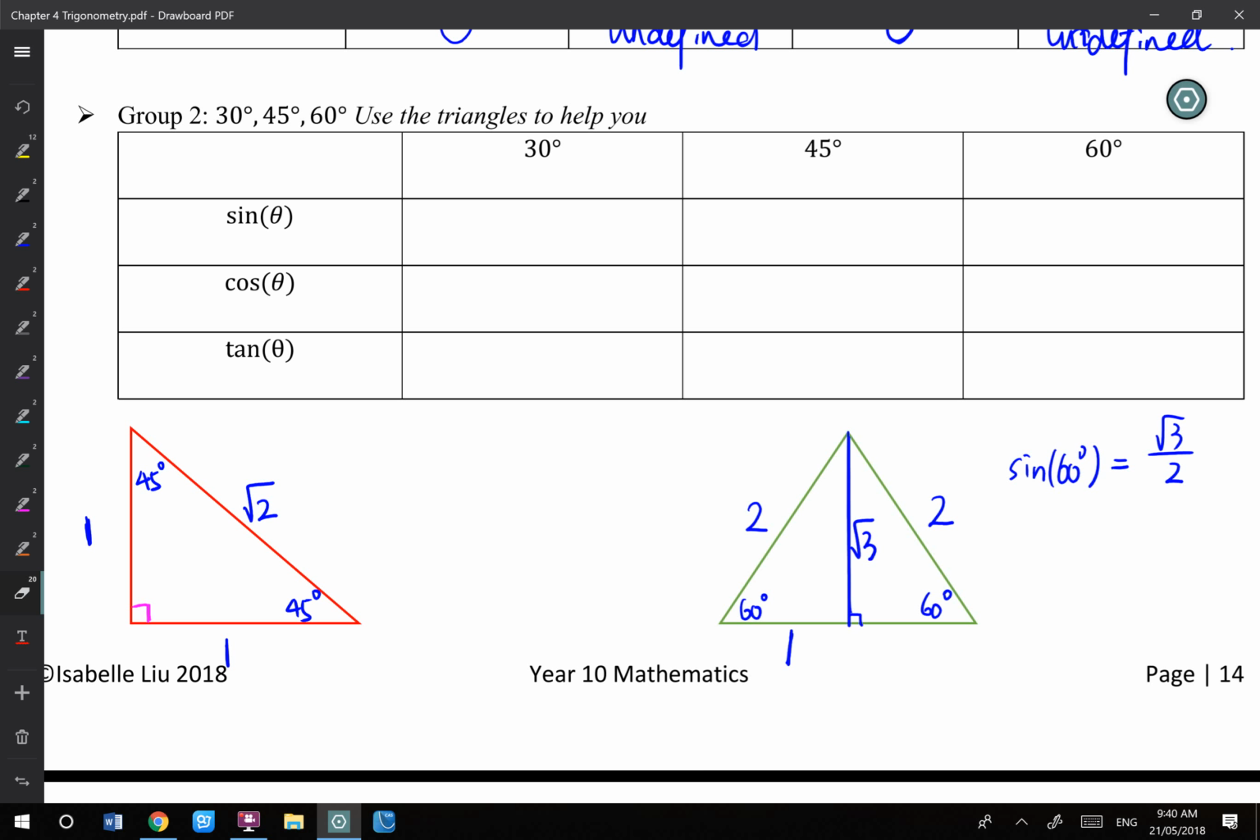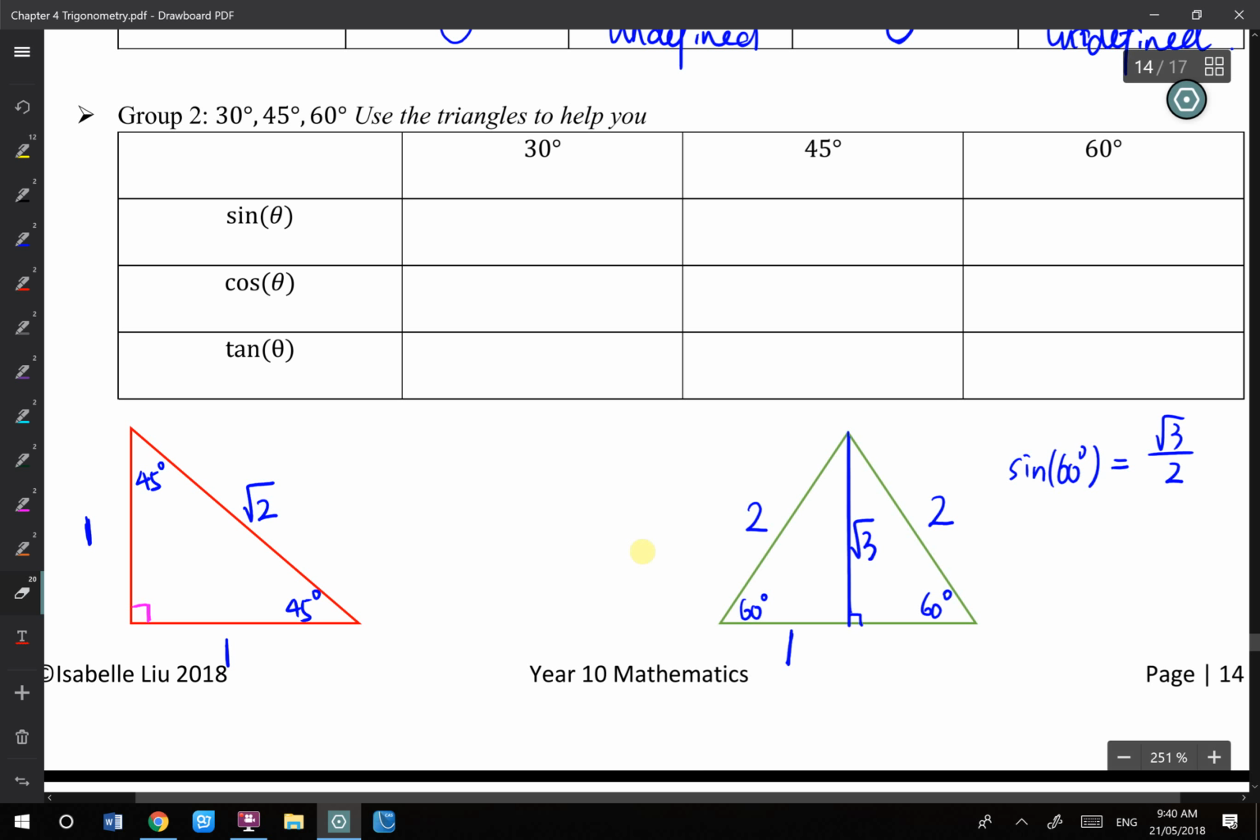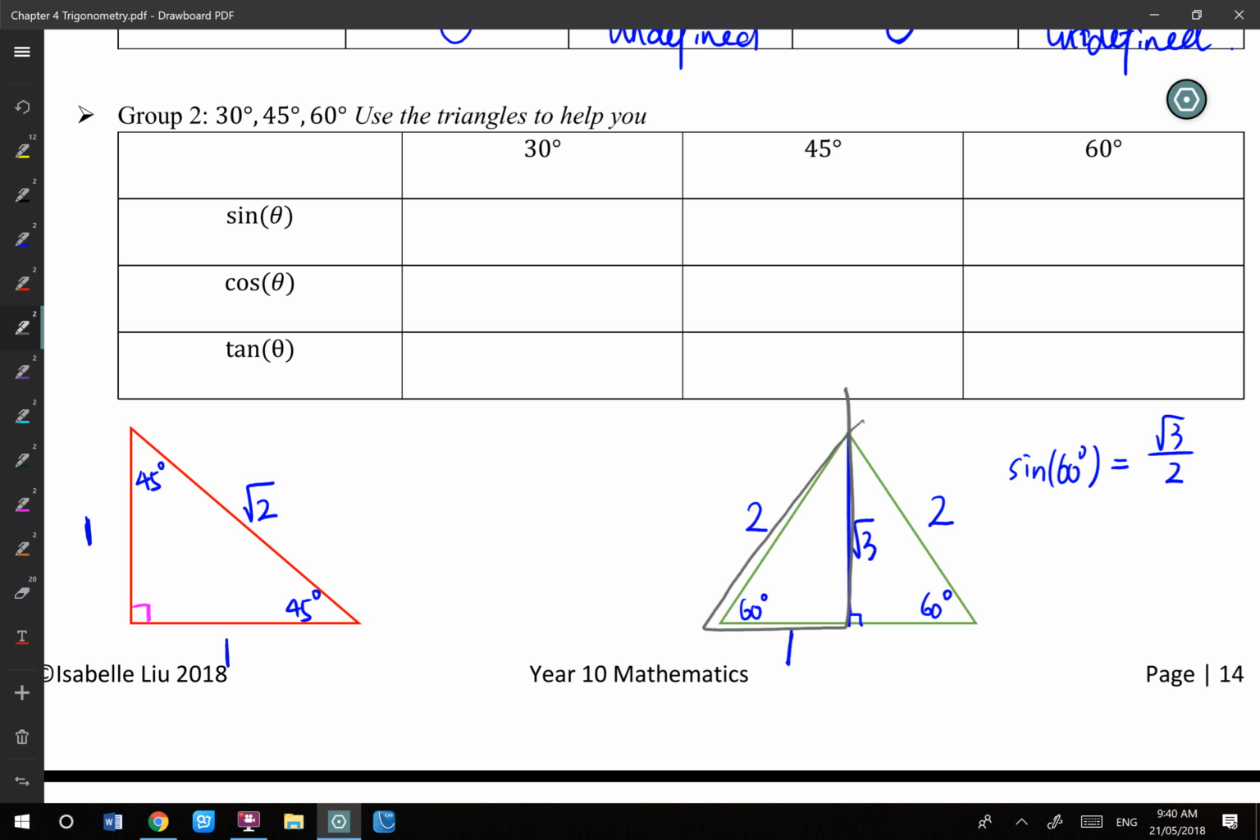I give you two different triangles. I give you an isosceles right angle triangle, with side lengths 1, 1, √2. Also, I give you an equilateral triangle, and I cut it in half. I have the 60 degrees and 30 degrees for this triangle here. So I give you the lengths 1, 2, and √3. That's the 30, 60, 90 degree right angle triangle. By using these two triangles, I can find the sine, cosine, and tangent ratios for 30, 45, and 60 degrees.